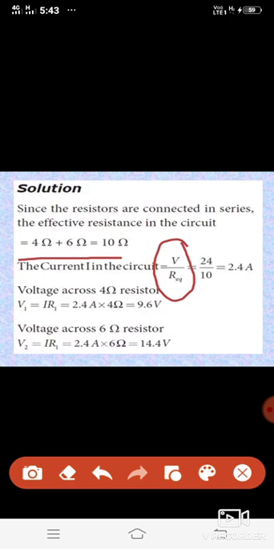Now we need to calculate the voltage across each resistor. We know from Ohm's law that V is equal to IR. Here V1 is equal to I into R1. The I value is calculated, that is 2.4 ampere into 4 ohm, which gives 9.6 volt. Then the voltage across the 6 ohm resistor: V2 is equal to I into R2. Students, change that, there is a mistake in the notebook; it is R2. V2 is equal to I into R2, that is 2.4 amp into 6 ohm, which is equal to 14.4 volt. Okay students.